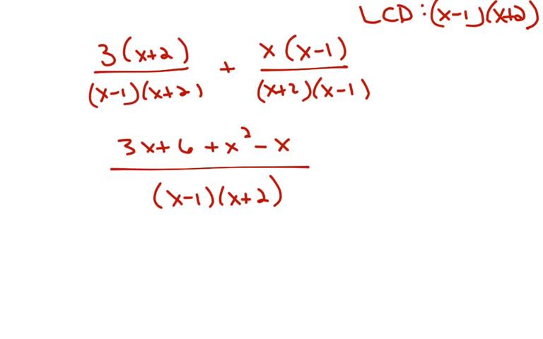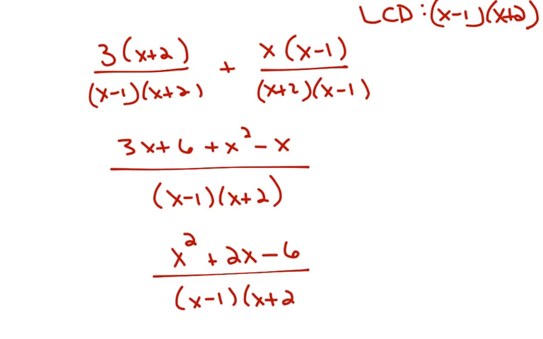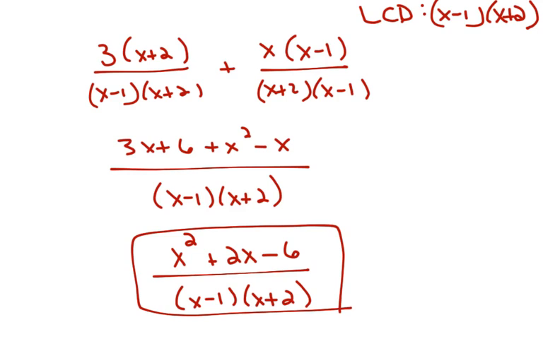Then once you've distributed, now you're going to combine like terms, and the numerator is going to become x squared plus 2x minus 6. And then you have to ask yourself at the end of the problem, can you factor the numerator? Are there two numbers that multiply to give you negative 6 but add to give you 2? And the answer is no. So this must be the answer.